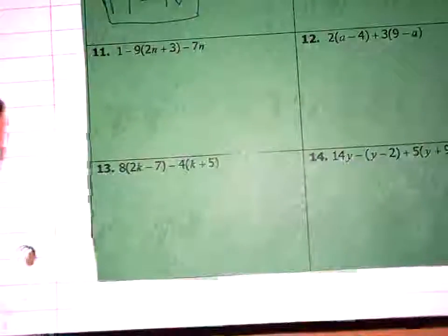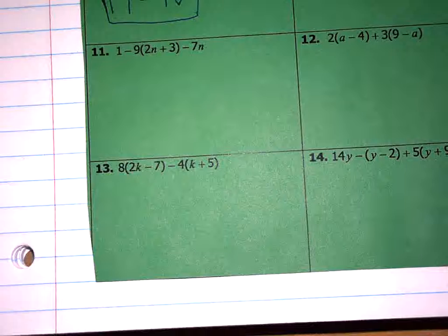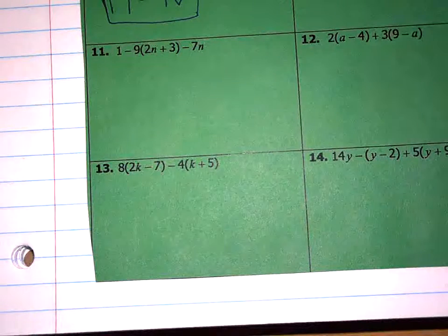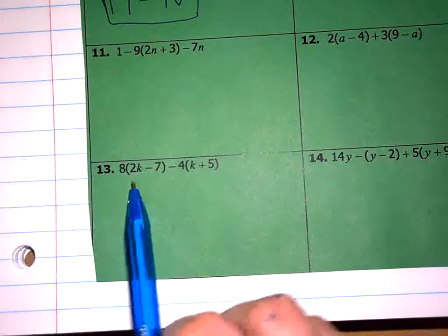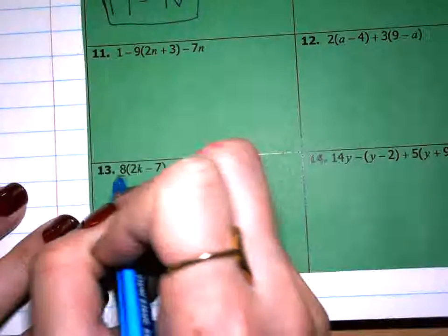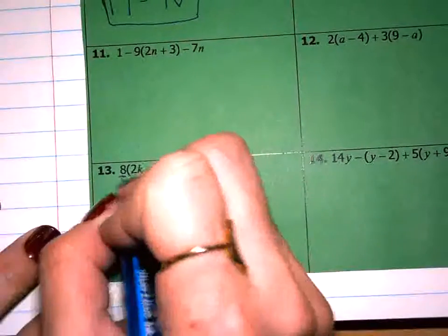Okay, let's do one more together. We're going to do number 13. And then all of you do some on your own, with a partner. So I have to do what first? Distribute. And what do you notice about number 13? It has 2. So you have to distribute for both of them. So let's do the first one first. What's the first number I'm distributing? I'm not asking what the answer is. I'm asking what I'm distributing. 8 and 2k.